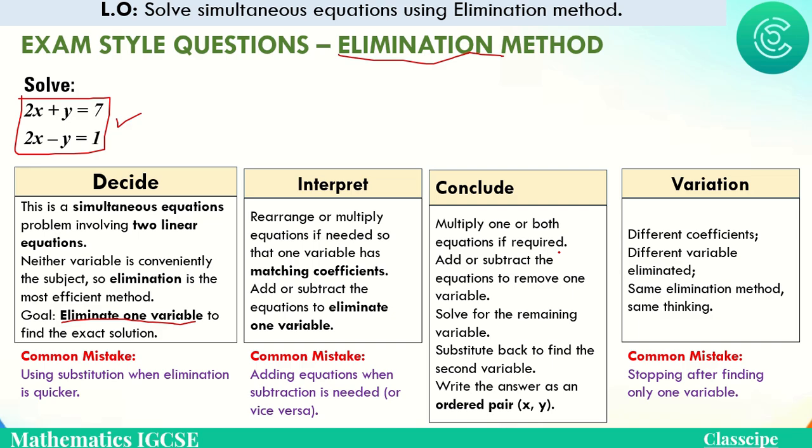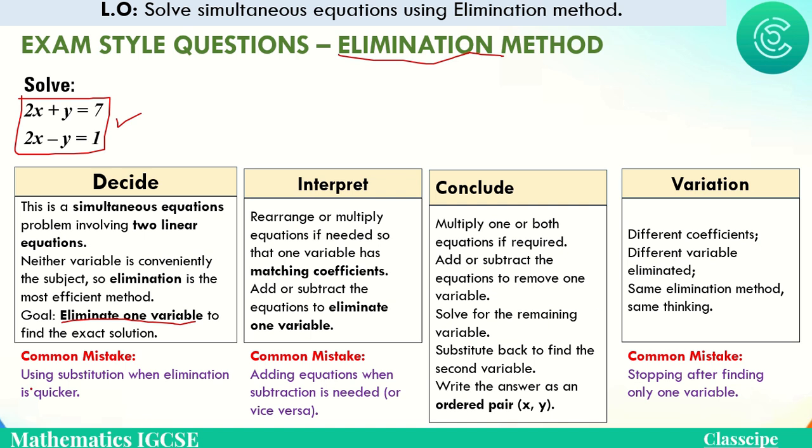But if you want to make both the variables with equal coefficients, you can multiply both or a single, no problem, right? After that, we'll remove one variable, then solve for the remaining variable, and then substitute back, right? So in variation, we can use different coefficients to find different solution sets.